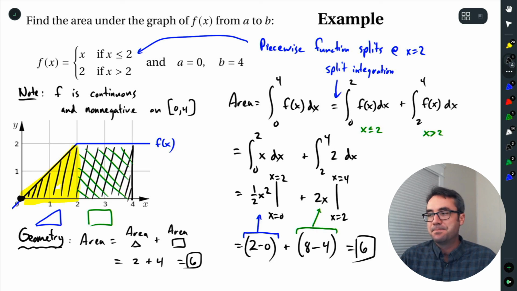All right, so we've seen a couple examples now involving functions that are non-negative, so above the x-axis. We want to start exploring what happens. We're still going to be interested in this definite integral, but what happens if the function goes below the x-axis? That's what we're going to see next.